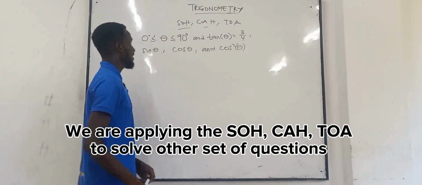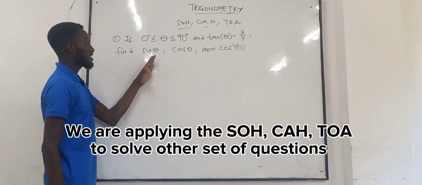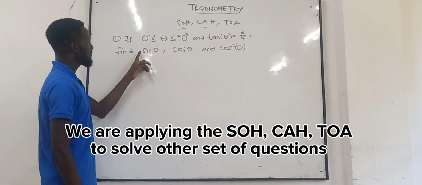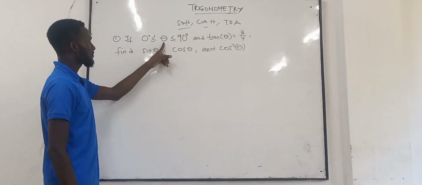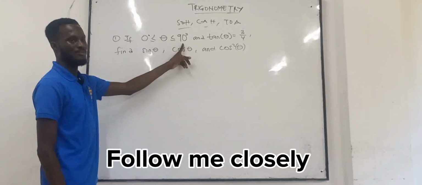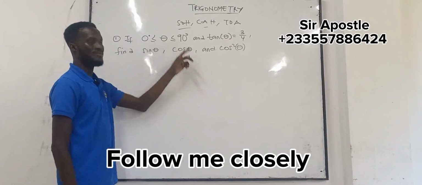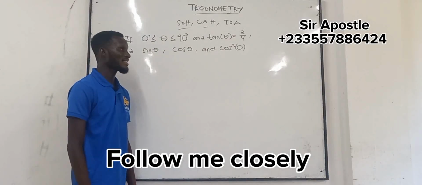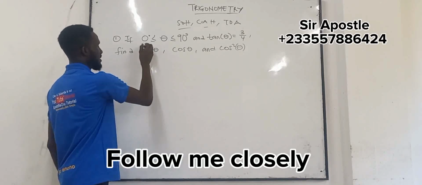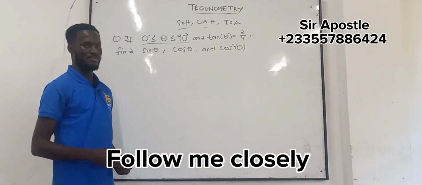Now let's continue. Let's consider this particular question. If theta is between 0 and 90, theta is greater than or equal to 0 and theta is less than or equal to 90. Now, this statement is very important.